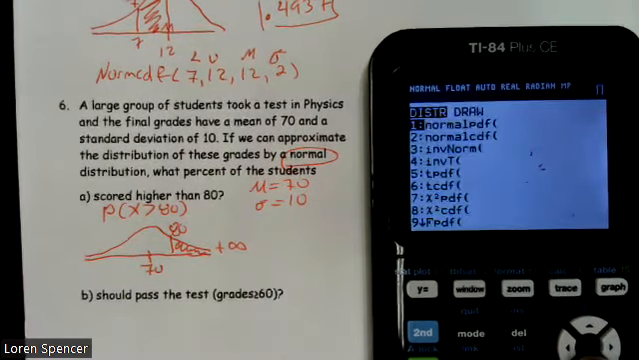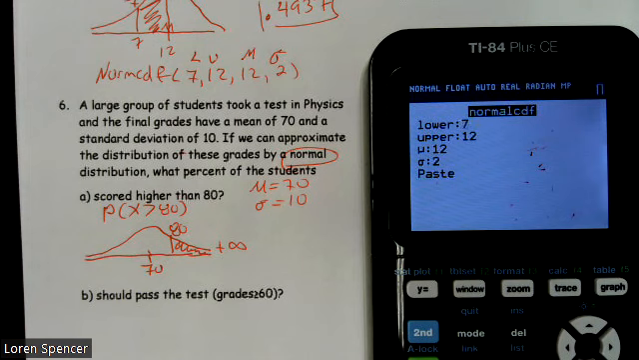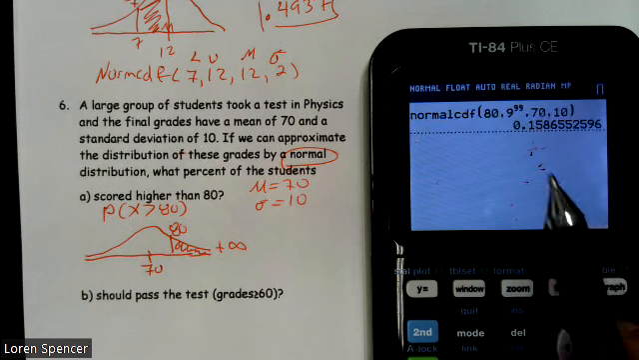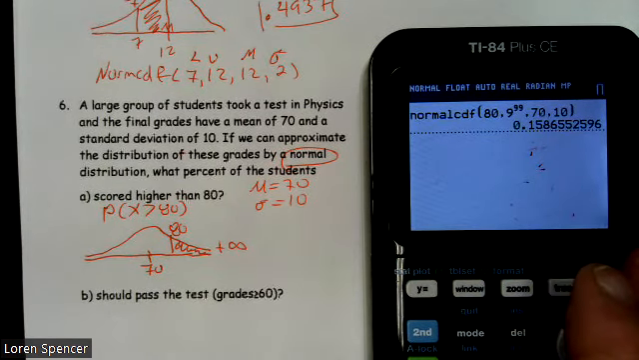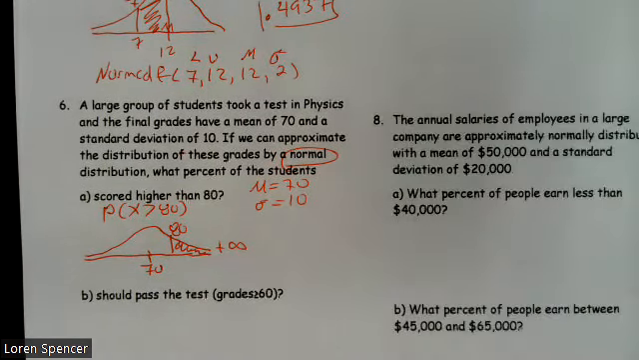This is going to positive infinity. So second VARS, normal CDF. 80 is my lower bound. Upper is infinity, so 9 to the 99th. Mean is 70, standard deviation of 10. So that's almost 16%, so 0.1586.